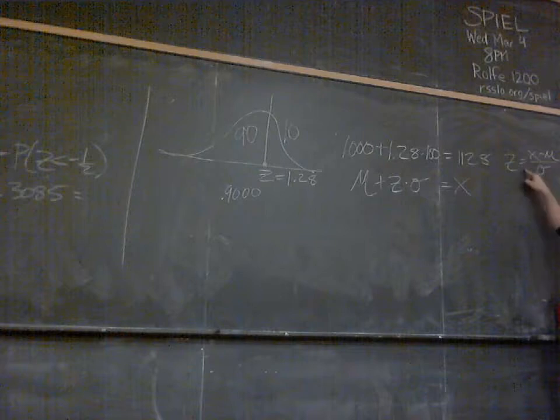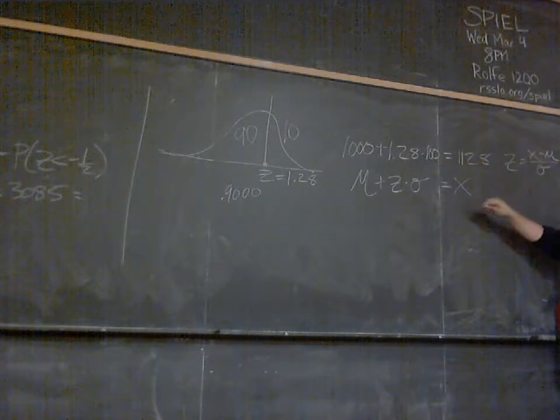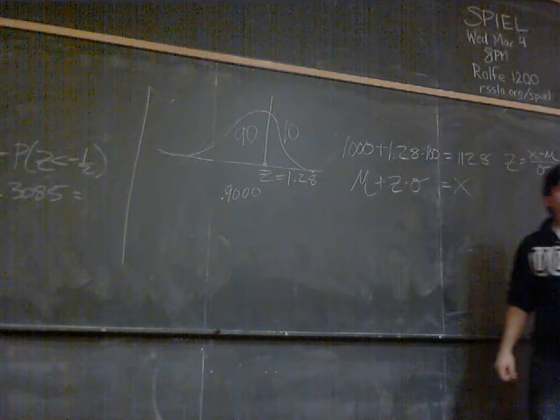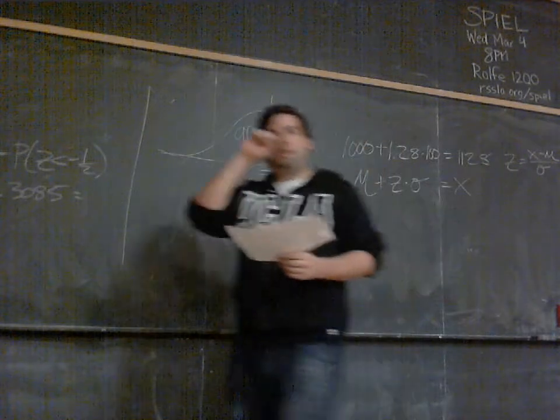This is our z-score formula. If we solve for x, which is what we're doing here, you get this: mu plus z sigma. Questions there?